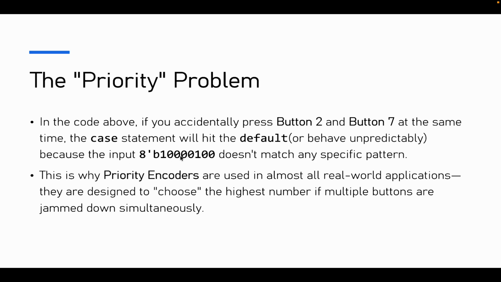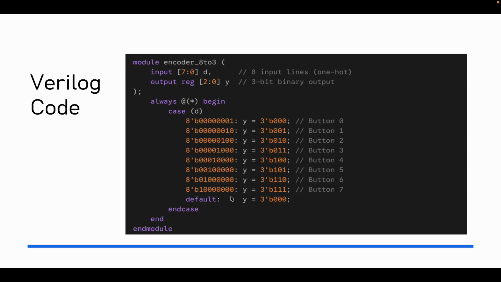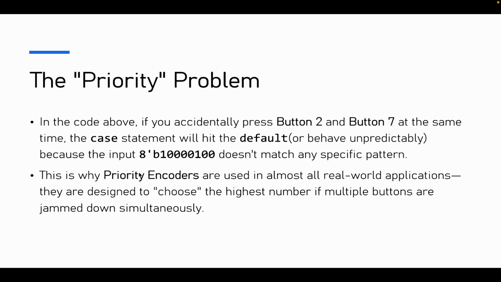Because the input AB 10001000 doesn't match any specific pattern. As we see, that pattern is not present here. This is why priority encoders are used in almost all real-world applications. They are designed to choose the highest number if multiple buttons are jammed down simultaneously.